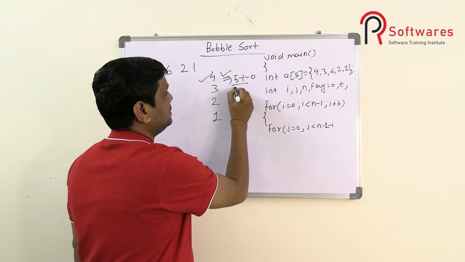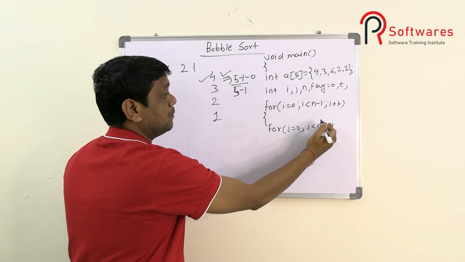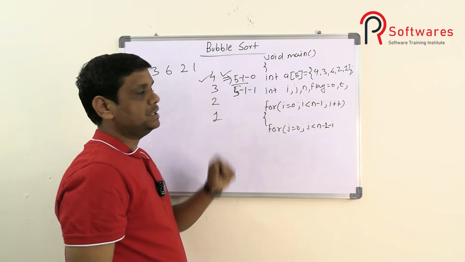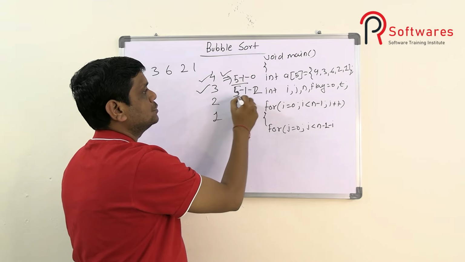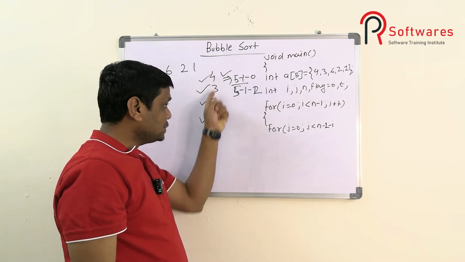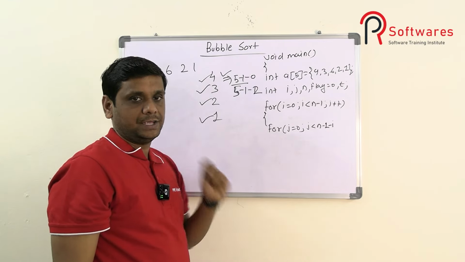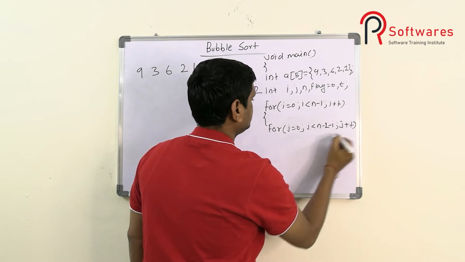So 5 minus 1, 4. Minus i, that is nothing but 1. So 5 minus 1, 4. 4 minus 1, 3. So like this, 3. Then second time i value will be 2. So 4 minus 2, it will become 2. Then 1. So to execute this logic, we need this formula: n minus 1 minus i. And then last j plus plus.